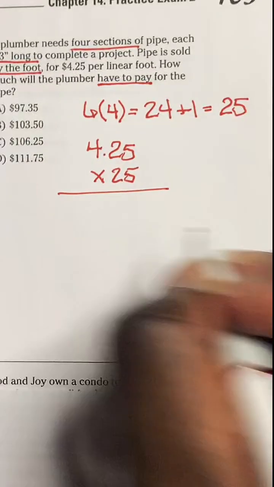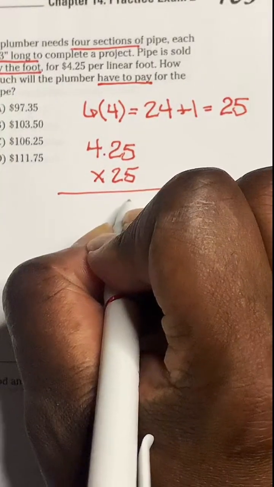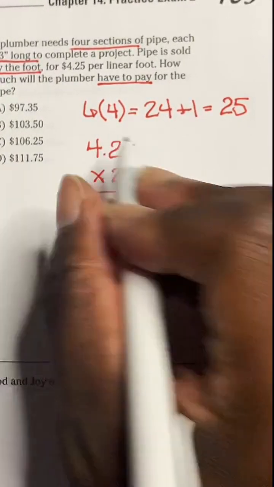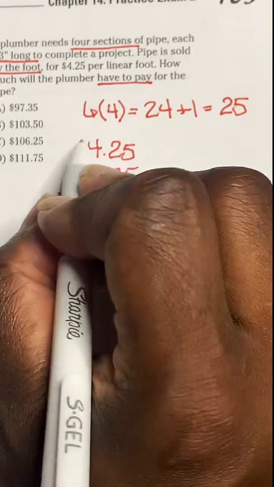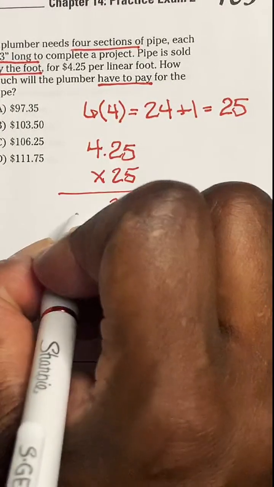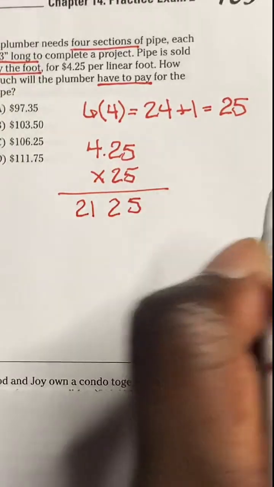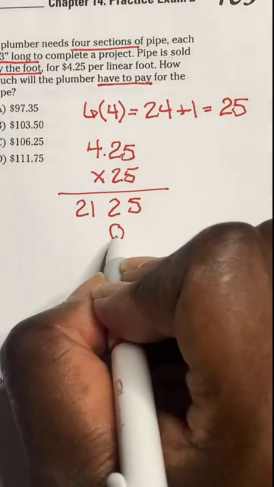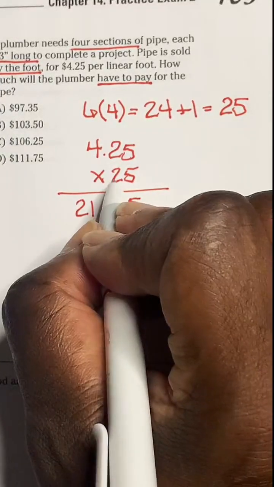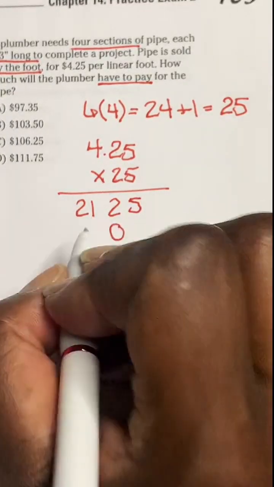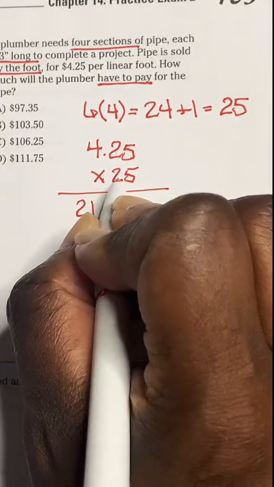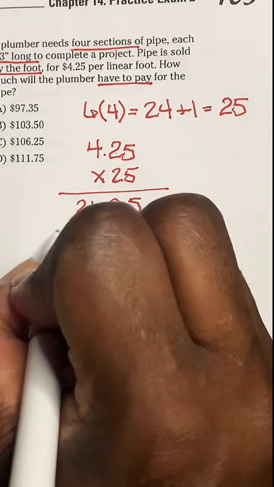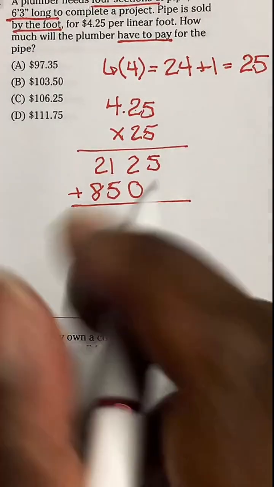Okay, let's get it going. 5 times 5 gives me 25, so I bring my 5, carry the 2. 5 times 2 is 10 plus 2 is 12, carry the 1. 5 times 4 is 20 plus 1 gives me 21. Then 2 times 5 gives me 10. It's in the tens spot, so it's going in the tens spot. Carry the 1. 2 times 2 is 4 plus 1 is 5. And 2 times 4 is 8. Add these 2 lovelies together.